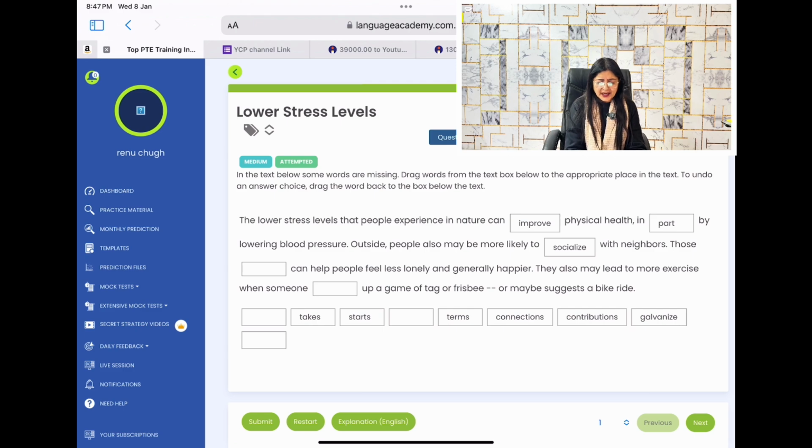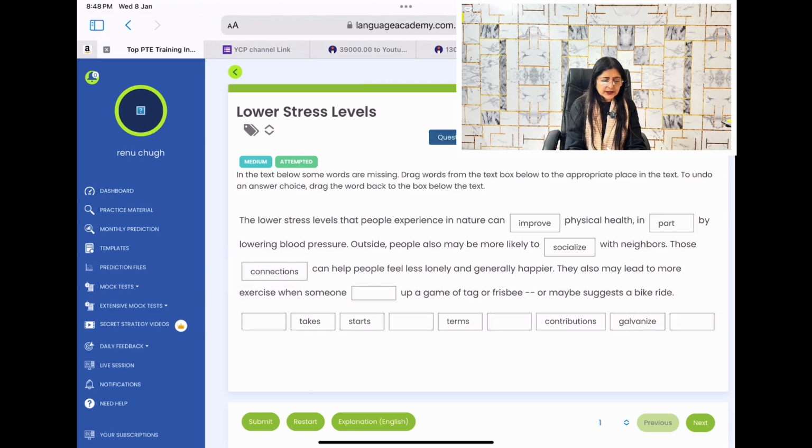Those dash can help people feel less lonely. Now with neighbors we socialize, and what do we make with neighbors? Some connections. Contributions could also be there, but because we socialize we make connections. So the more relevant word would be connections. So those connections, if I drag it up and put it over here. Those connections can help people feel less lonely and generally happier.